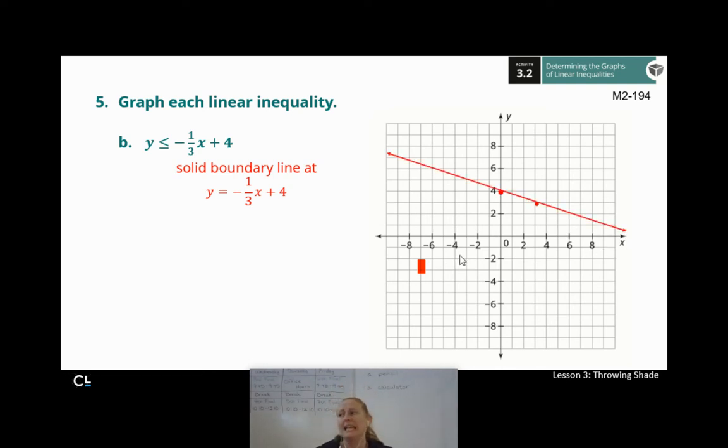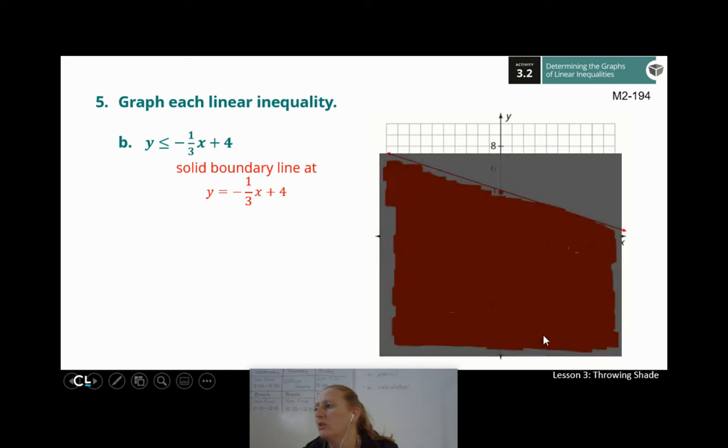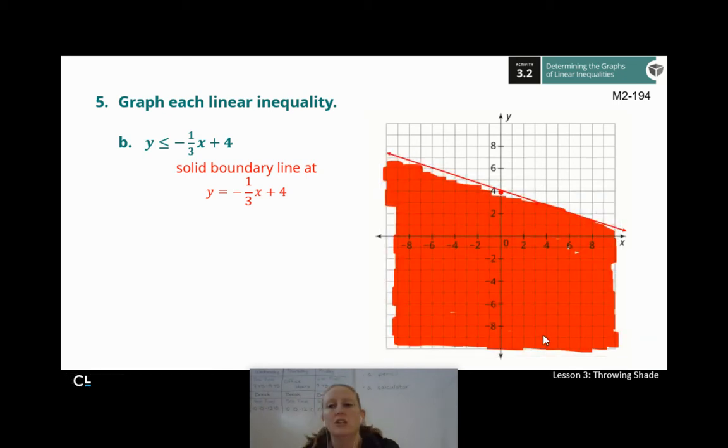Last but not least, I do have to figure out which side to color. It says y is less than or equal to negative 1/3 x plus 4. Well, if y is less than, that means it's going to be below my boundary line. So shade away. Sure, there you go. Beautiful.